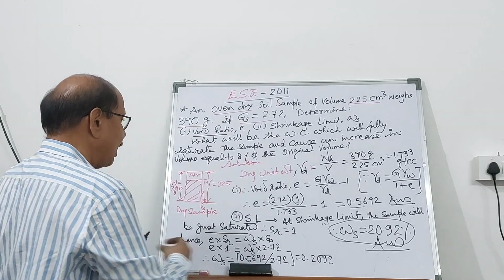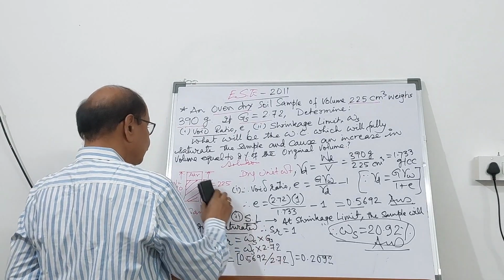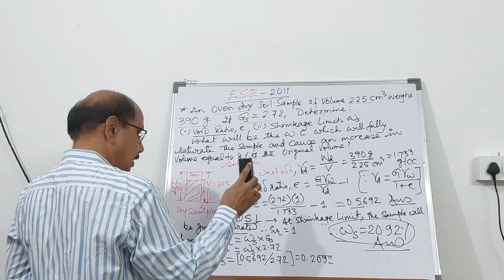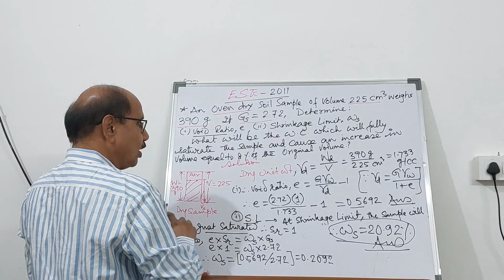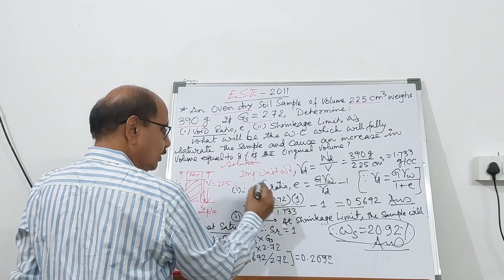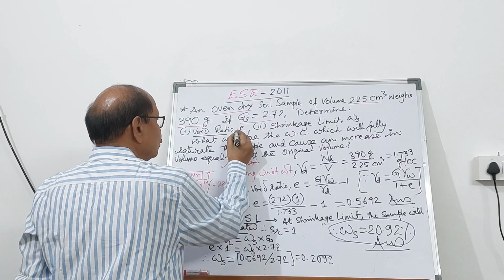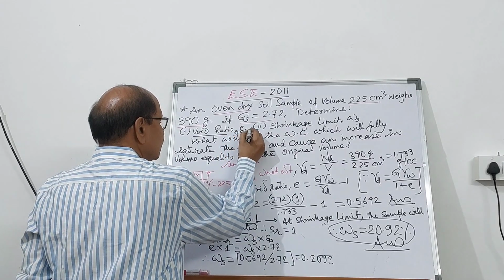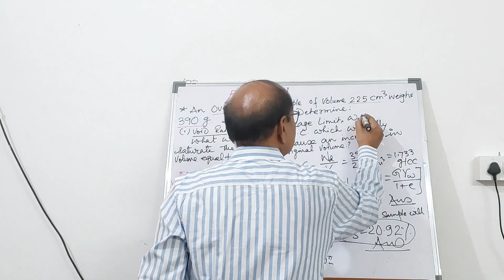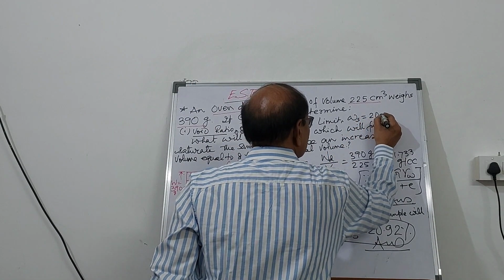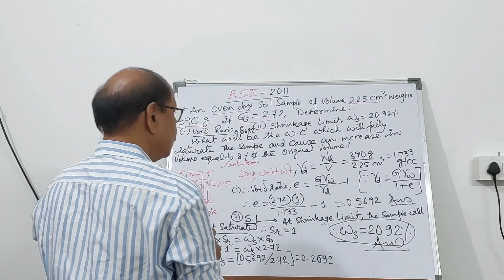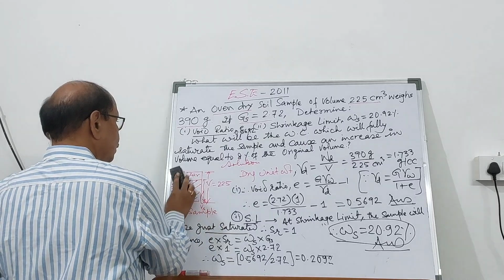So let us see the solution of this part now. We know now the void ratio e is known to us, and the value of e is 0.5692, and the shrinkage limit is 20.92 percent.